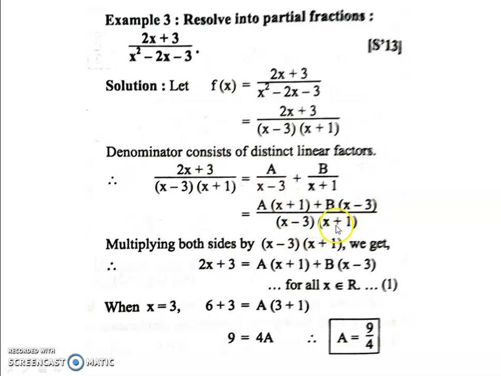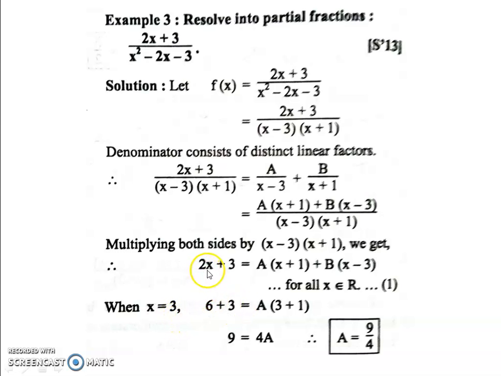The denominator (x minus 3)(x plus 1) remains the same. Multiply both sides by (x minus 3)(x plus 1), so we only derive the numerator. After simplification we get 2x plus 3 is equal to capital A into (x plus 1) plus capital B into (x minus 3). So first, factor x minus 3 is equal to 0, so we have to put x equal to 3.